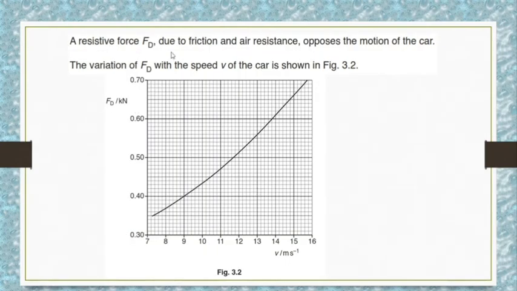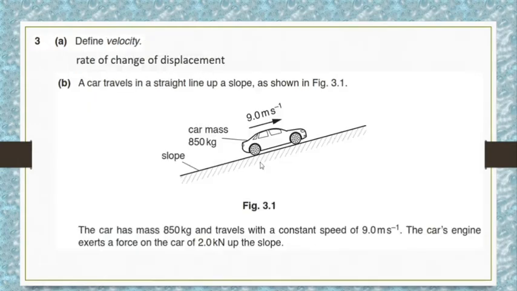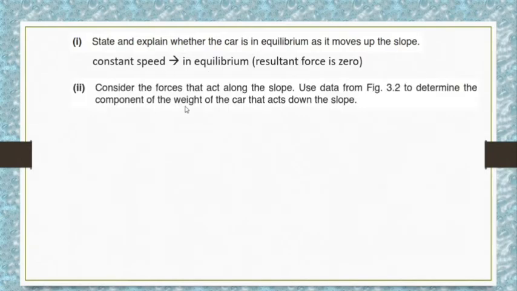A resistive force Fd due to friction and resistance opposes the motion of the car, and the variation is given here in figure 3.2. Now, state and explain whether the car is in equilibrium as it moves up the slope. I think we have to see that the velocity here is a constant speed of 9 meters per second. So I can say that because it is moving at constant speed, the car is in equilibrium because the resultant force is 0.